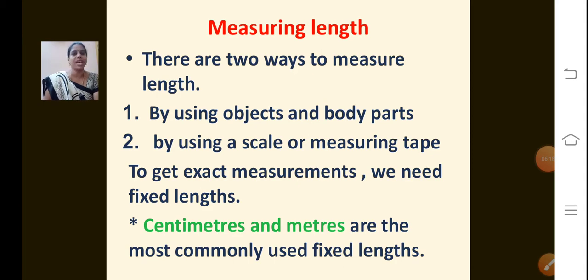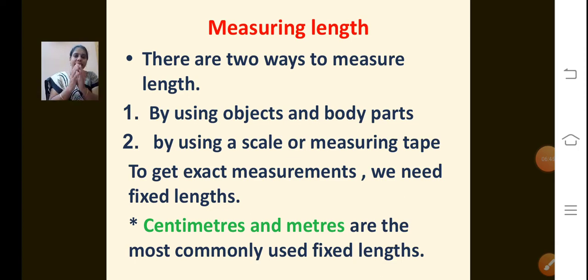There are 2 ways to measure length: by using objects and body parts. So before we used body parts, right? So this index finger, palm, then arm length, everything we use body parts. Now by using objects, we also use paper clips and erasers to measure. By using a scale or measuring tape.